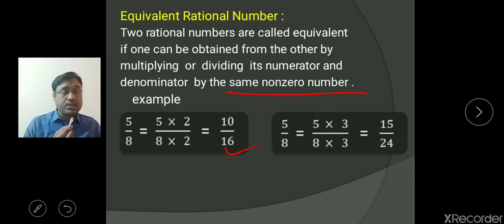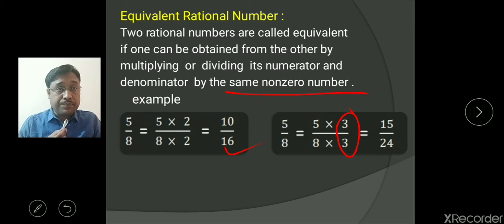Here the numerators and denominators are multiplied by 3. So the result is 15 by 24, with the same non-zero number. That means the numerator and denominator you will multiply by the same number. If you use a different number, then it is not an equivalent number. Equivalent we can understand like this: it is equal, only its form is different. So 5 by 8 is equal to 15 by 24, only its form is different.